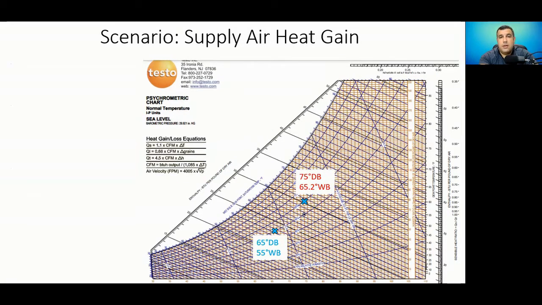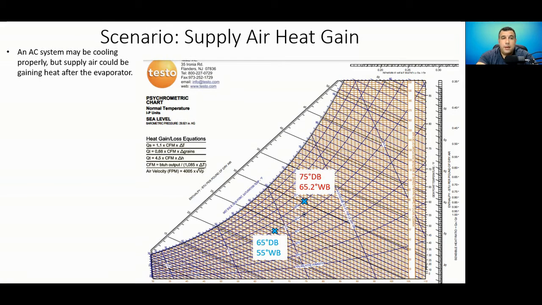Let's take a look at another scenario. This time we have supply air heat gain. Now notice what you see here. You've got in your supply side, of course, our return air temperature conditions are the same as the last problem. But then in this slide, we've still got a 65-degree dry bulb temperature. So that's the same as what we had with the starved evaporator. Both cases, you had a 65-degree dry bulb. But in this case, notice how our wet bulb temperature is still pretty low. It's 55 degrees. Whereas with the starved evaporator, we had a much higher wet bulb at 61.